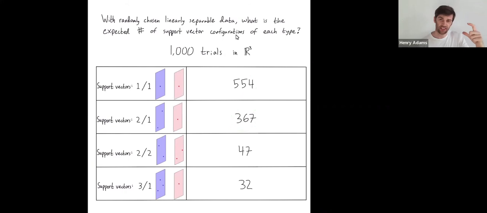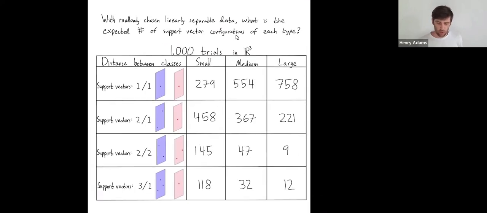Fewer had two support vectors on one side and one on the other. But we also had configurations with four support vectors in total, either 2 and 2 or 3 and 1. Okay. This isn't so meaningful on its own because there's many different models of random linearly separable data. But what is more meaningful is let's vary the model and see how these numbers change. So we'll vary the model by decreasing the distance between the Gaussians or increasing the distance between the Gaussians.